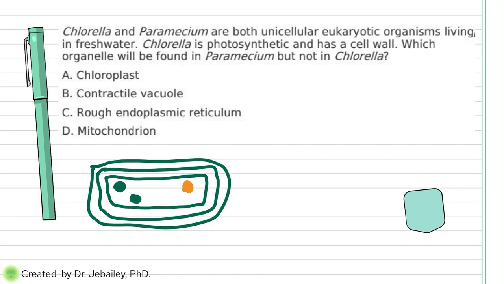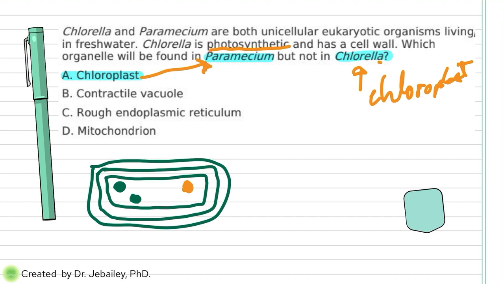We know from the question, A, chloroplast. Which organelle can be found in paramecium but not in chlora? Well, paramecium is not photosynthetic, right? Which organelle can be found there but not in chlora? We already know that chlora has photosynthesis, right? So chlora has chloroplast, because without chloroplast, you cannot do photosynthesis. So if you're saying that chloroplast is only found in paramecium and not here, that's not true, because obviously this has chloroplast, so it's not A.